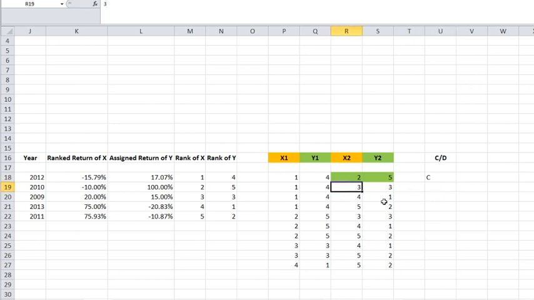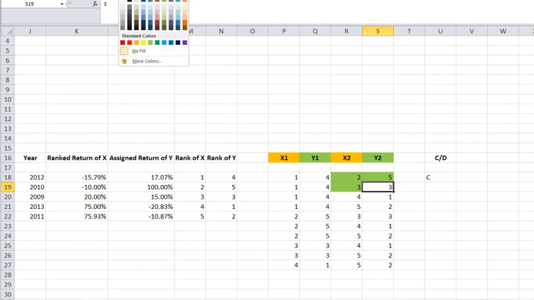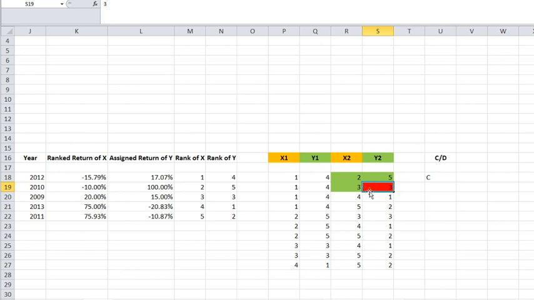Now, is x2 greater than x1? Yes, it is. I'll flag it as a green color. Now, is y2 greater than y1? In this case, it's not. y2 is smaller than y1. So I will choose another color. Let's pick red color to denote that y2 is smaller. So these two colors are different, meaning the x and y comparisons look in different directions. So that's a discordant pair.